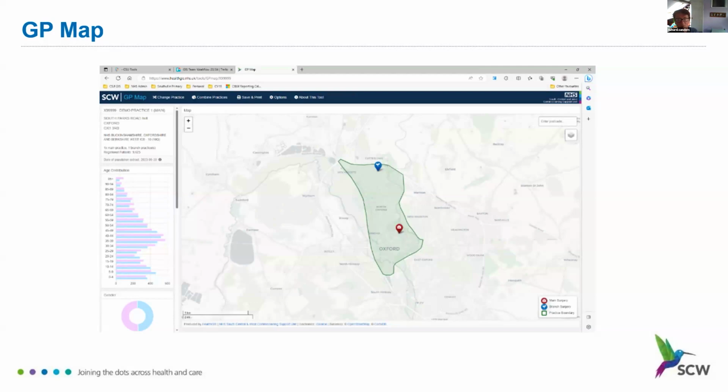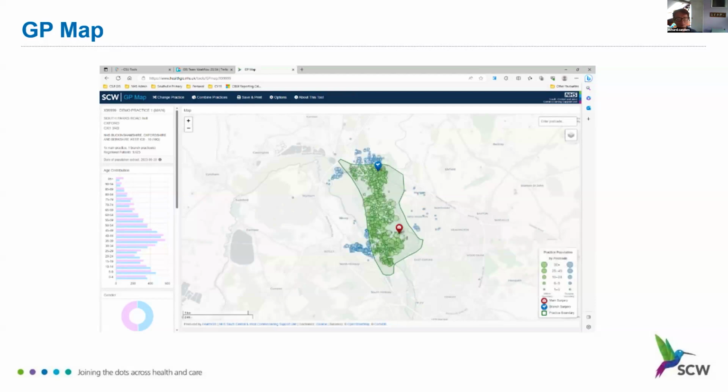So if somebody pitches up and asks, can I register? You can use this to work out where they live and whether or not they're eligible to register at the practice. It's also an essential first step to have a clear visualization of the boundary so that you can work out any changes that need to be made.